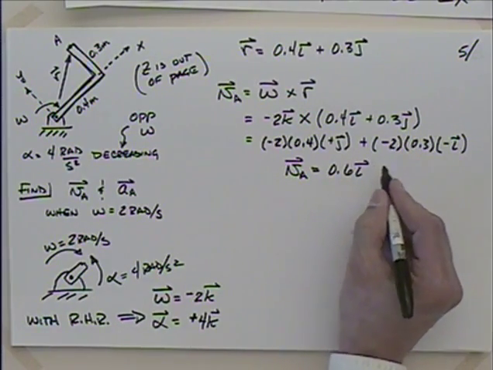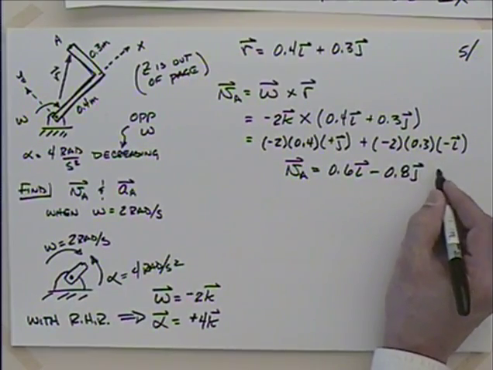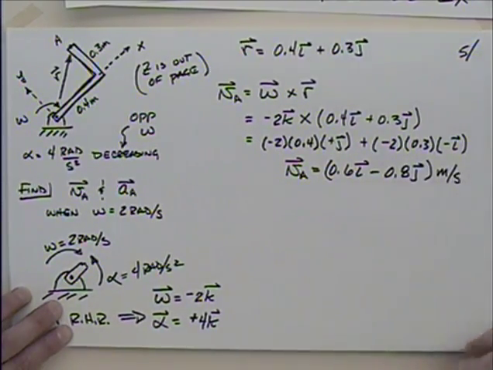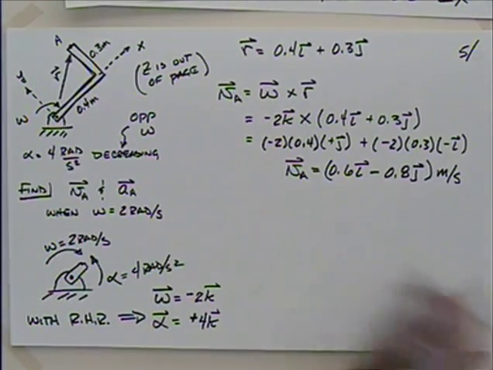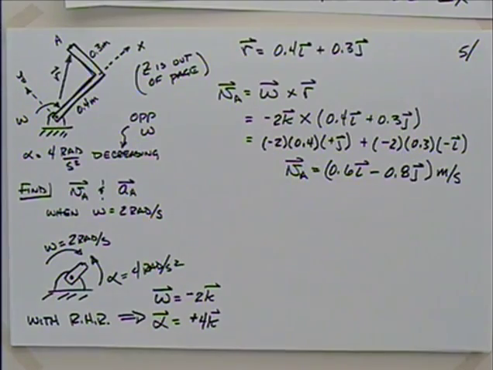in the i direction minus 0.8 in the j direction. That would be meters per second. Is that right? Yeah. This stays negative. This turns positive because I have two negatives in there. Okay. So you could go through that a variety of ways. It's pretty easy to just do by hand.